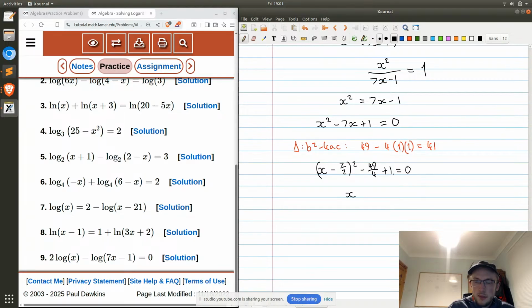What's 1 minus 49 over 4? It is 1 minus 12 and a quarter, which is negative 11 and a quarter. Move to the other side and we get 11 and a quarter. 7 over 2 plus or minus the root of 11 and a quarter, just like that. But 11 and a quarter, excuse me, isn't that 45 over 4? So isn't that actually a little bit more pleasant than what you think? Oh, yes, it actually is.